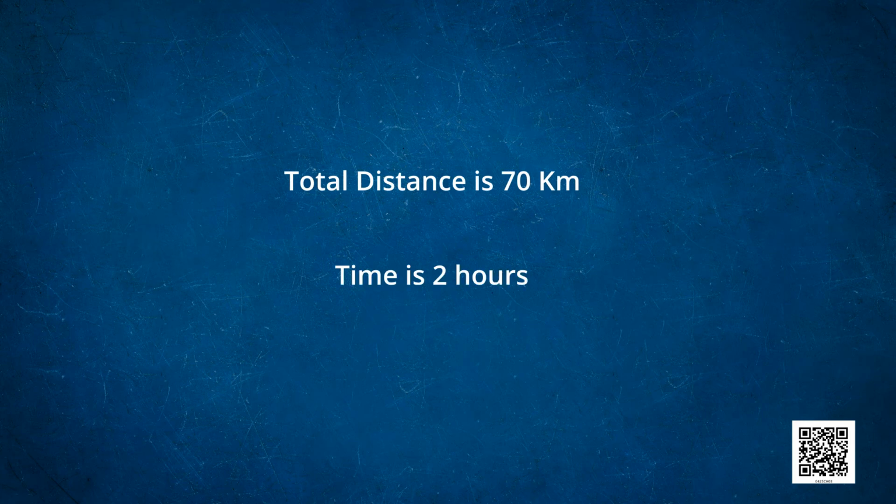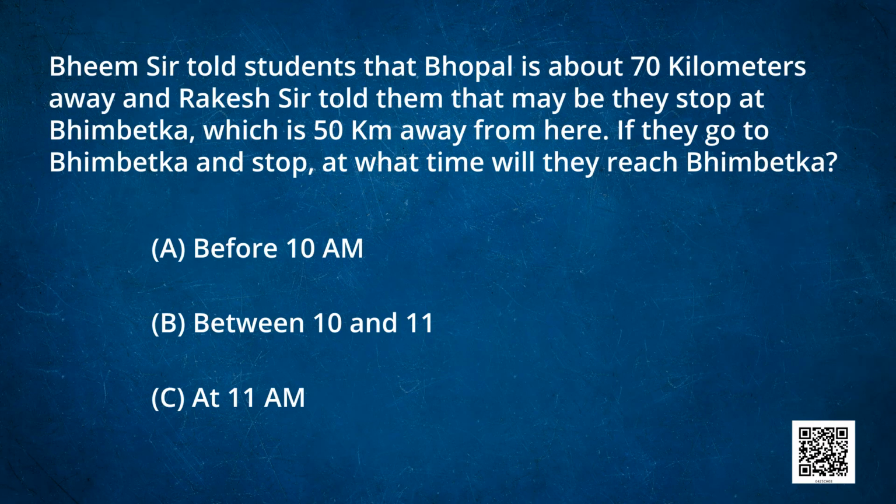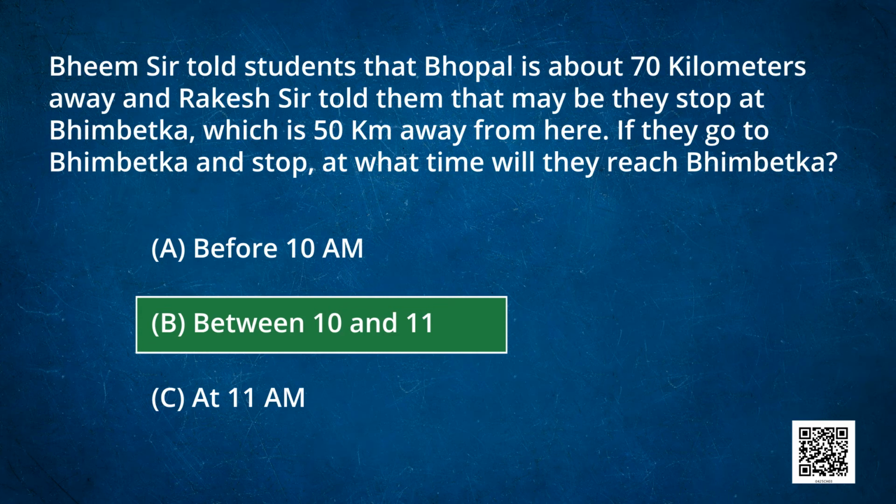Now see, total distance is 70 kilometers and time is 2 hours. So that means they will reach Bhimbetka between 10 to 11. Why? Because Bhimbetka is about 50 kilometers from the school. So it will take more than 1 hour to reach Bhimbetka, and thus they will reach Bhimbetka between 10 to 11 a.m.